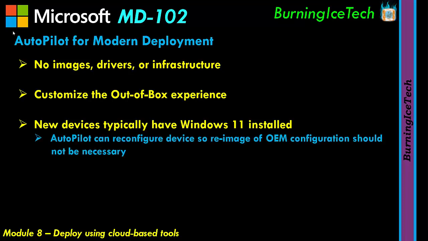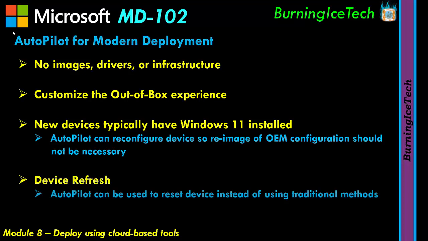So these new devices typically come with Windows 11 installed. Autopilot can reconfigure devices, so re-imaging or OEM configuration should not be necessary, guys. Device refresh is something you can do. Autopilot can in fact be used to reset devices instead of using traditional methods. In the previous module, module 7, you would have heard me talking about deploying using on-premises based tools. That would basically be considered traditional methods. Now these days, everything is becoming virtual and moving into the cloud. So when we say not using traditional methods, we basically mean the exact opposite of your on-premises tools.